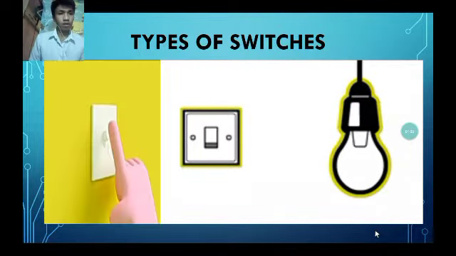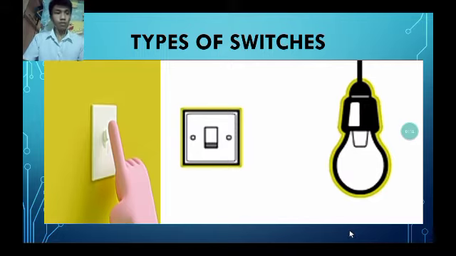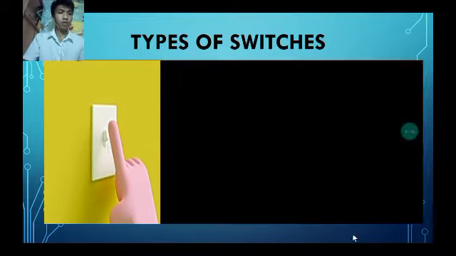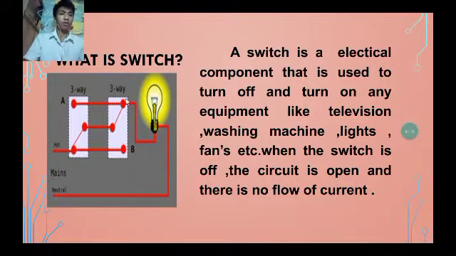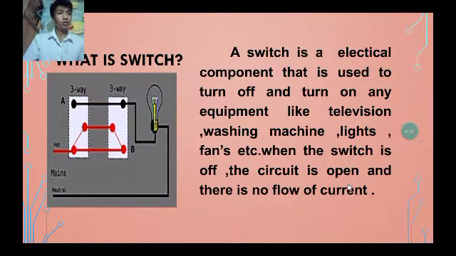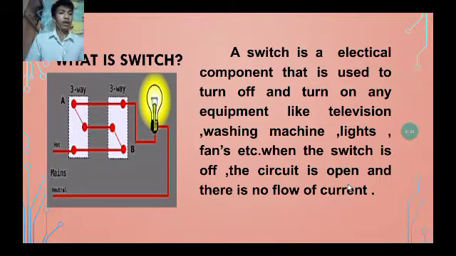So as you can see, switches are basically a need of our home appliances and other components and other things. So what is a switch? A switch is an electrical component that is used to turn off and turn on any equipment like television, washing machine, lights, fan, etc. When the circuit is off, the circuit is open and there is no flow of current.